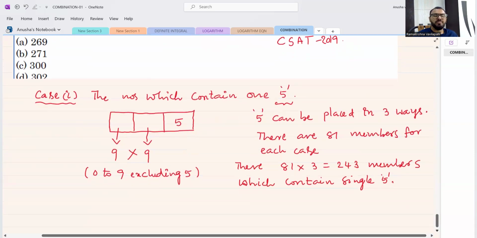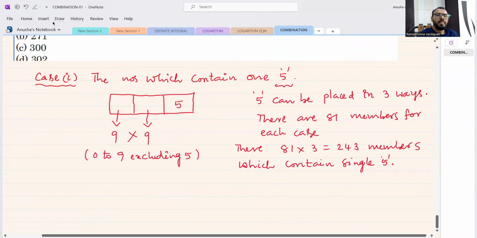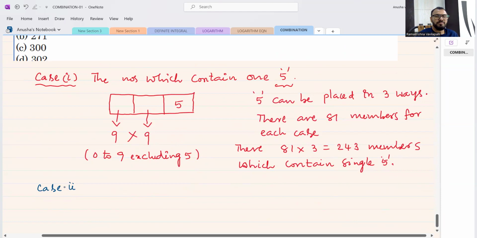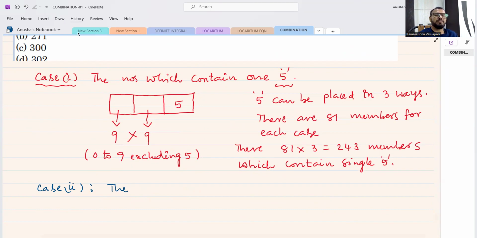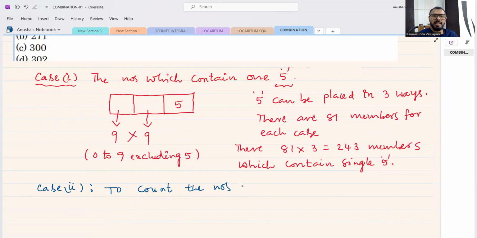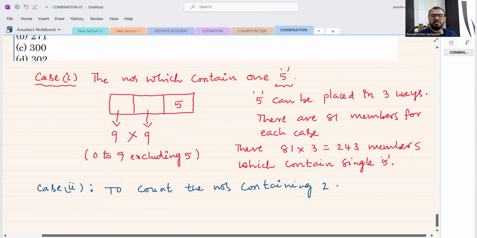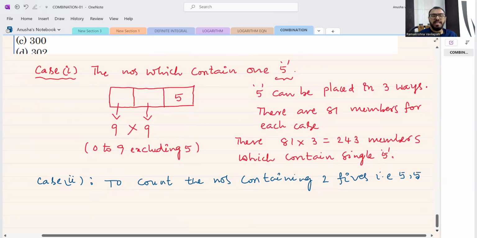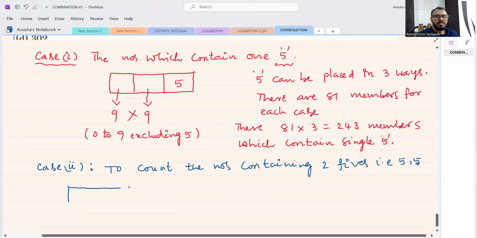Now case 2. Case 2 is simple. If the numbers contain 2 fives, to count the numbers from 1 to 1000 containing 2 fives, that is, the number should contain 5, 5. You see, it is a very simple task.